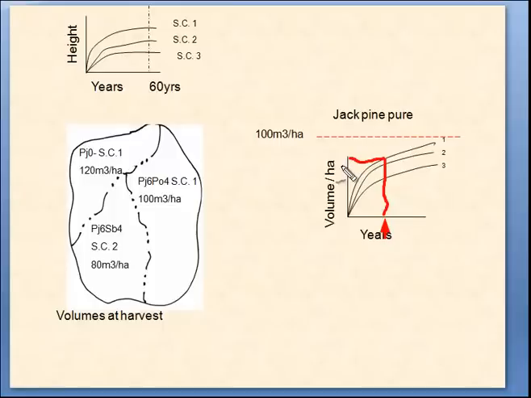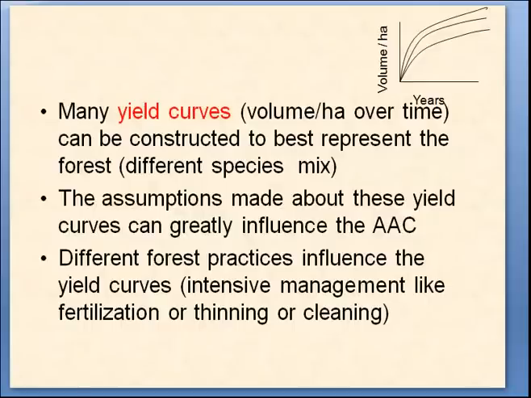So we use these graphs to help indicate, once we know what kind of forest it is, like class 1, and we know how old it is, we can predict how much volume is currently there just by using this graph. And this is called a yield curve. In other words, how much volume is yielded out of the forest. So many yield curves, which are volume per hectare over time, can be constructed to best represent the forest.